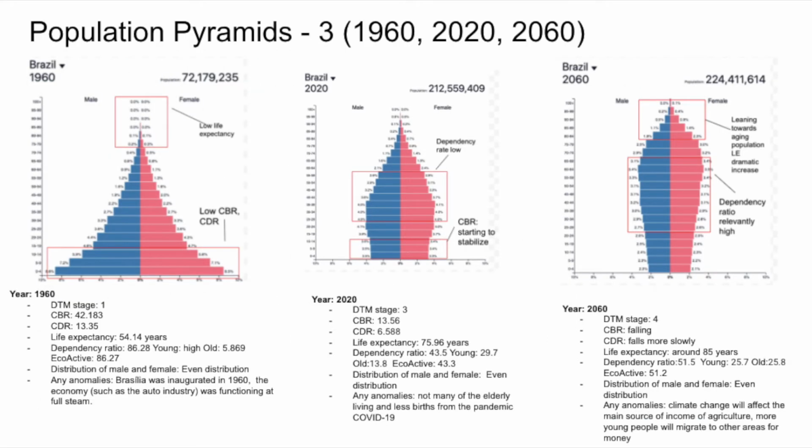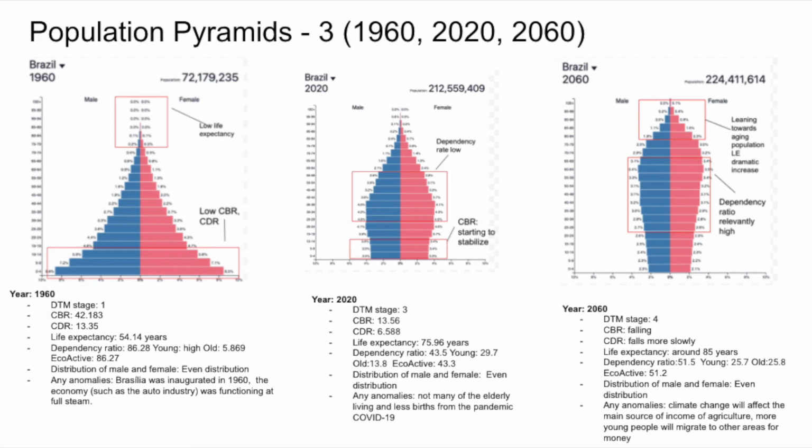In the 1960s, Brazil had a majority of its population in the age group of 0 to 19 years old, but then a large decrease in the other ages. The working ages 20 to 60 did not have many people, only 20% of the population. But from the inauguration of Brasilia, the economy wasn't greatly affected by this. In 2020, Brazil started to stabilize its CBR from the low rates of the 1960s. The working ages also increased by a large amount as advances in medicine started to increase life expectancy.